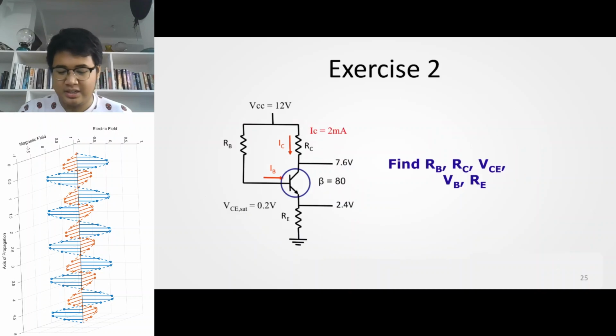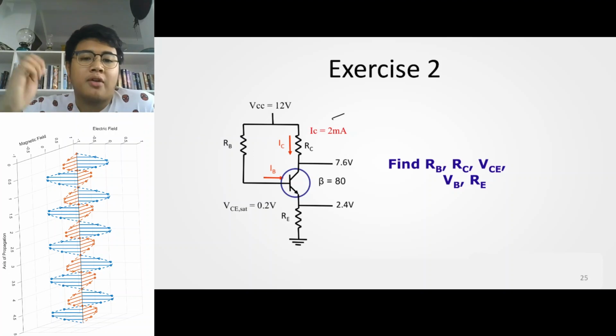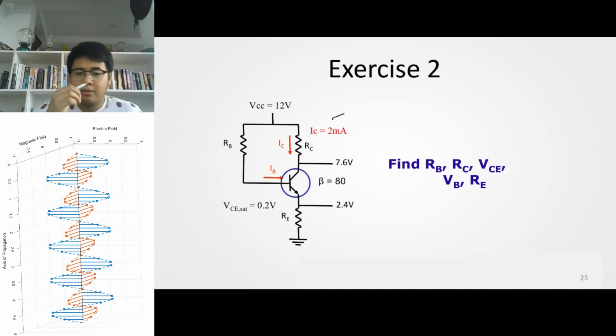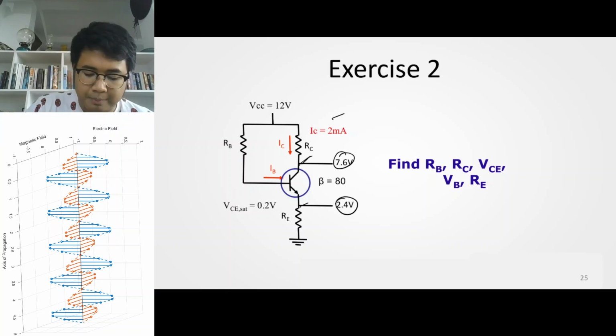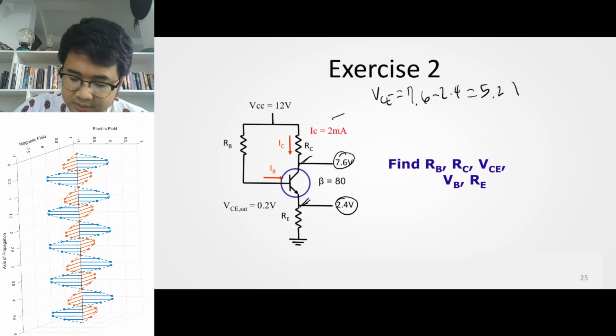Another example is this one. You're given the potential at each node and IC being 2 milliamperes. Assuming we are in the forward active region, what should be the value of RB, RC, RE such that we are in the forward active region? And find the other parameters VCE and VB. Quite simply, you can already solve for VCE here, since it can be directly solved given the potential at the collector and at the emitter. VCE is 7.6 minus 2.4, which is equal to 5.2 volts.